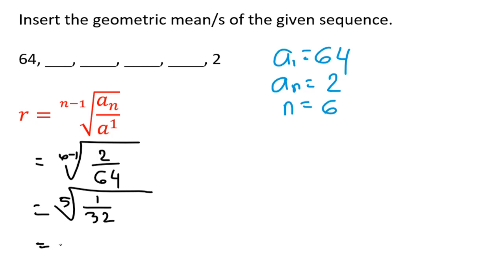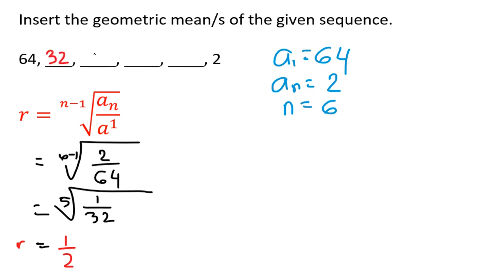So, gamit tayo ng calculator, guys, para di na tayo mahirapan. So, fifth root ng 1 over 32 ay 1/2. So, ang common ratio natin ay 1/2. So, yung 1/2, yung gagamitin natin pang-multiply. So, 64 times 1/2, o mas madali, 64 divided by 2 na lang. So, 64 divided by 2, yan ay 32.